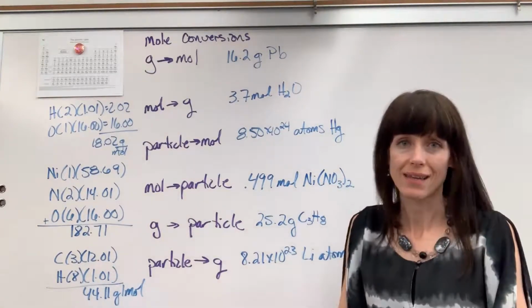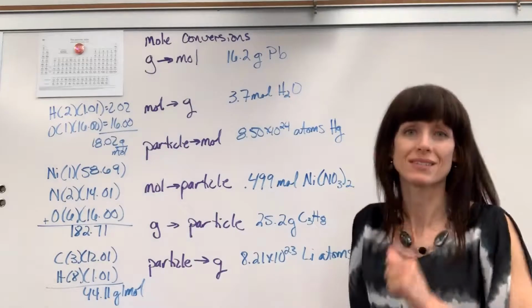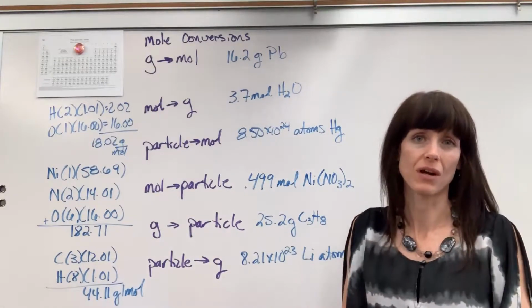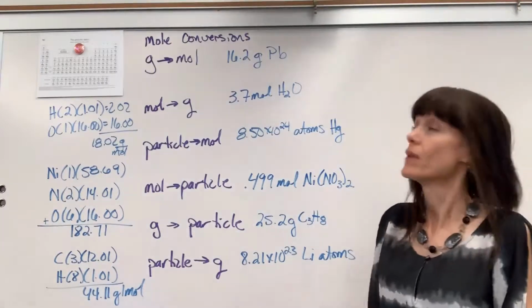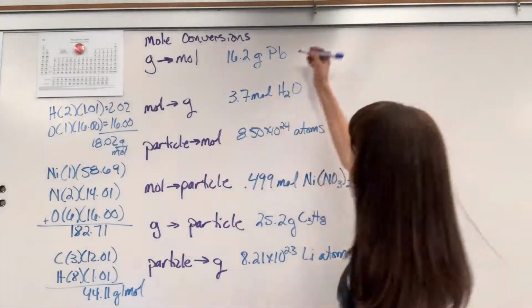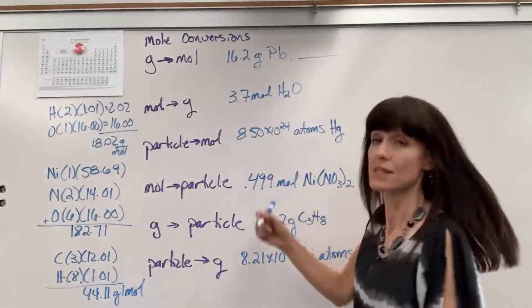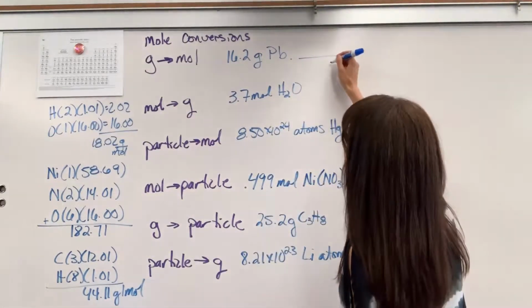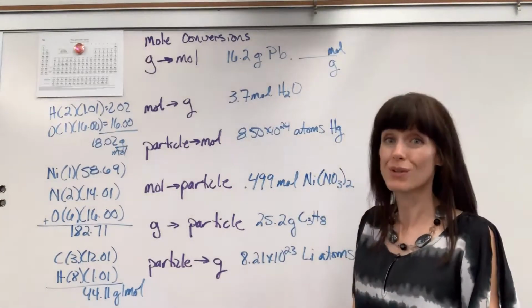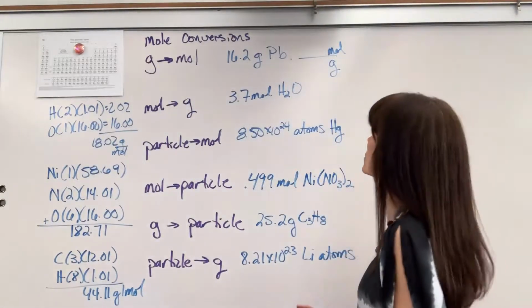I'll tell you right out of the gate, here's the key: units, units, units, units. Always write down the units and you'll be able to figure out what you need to. So gram to mole. Let's start with 16.2 grams of lead. I want to get rid of grams and end with moles, so we put grams on the bottom, mole on the top. Notice I always do the unit first and then I attach numbers.